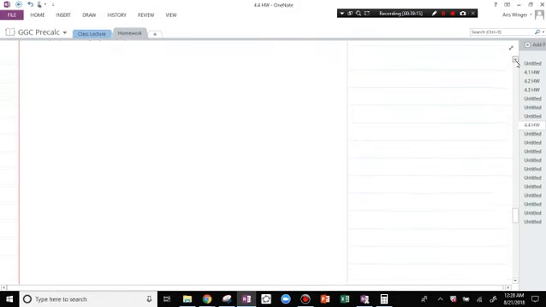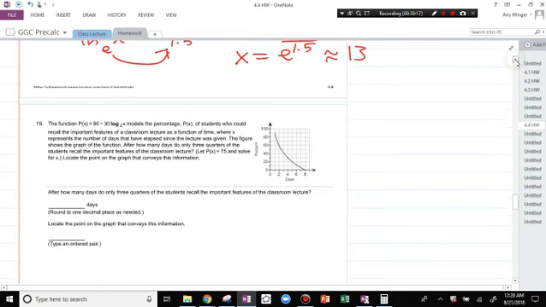Okay, so then we got 19, which asks a very similar question. P of x is equal to 90 minus log base 2 of x. Let's see what this means. This is a percentage of students who could recall the important features of a classroom lecture as a function of time, where x represents the number of days that have elapsed since the lecture was given. This problem applies to us.